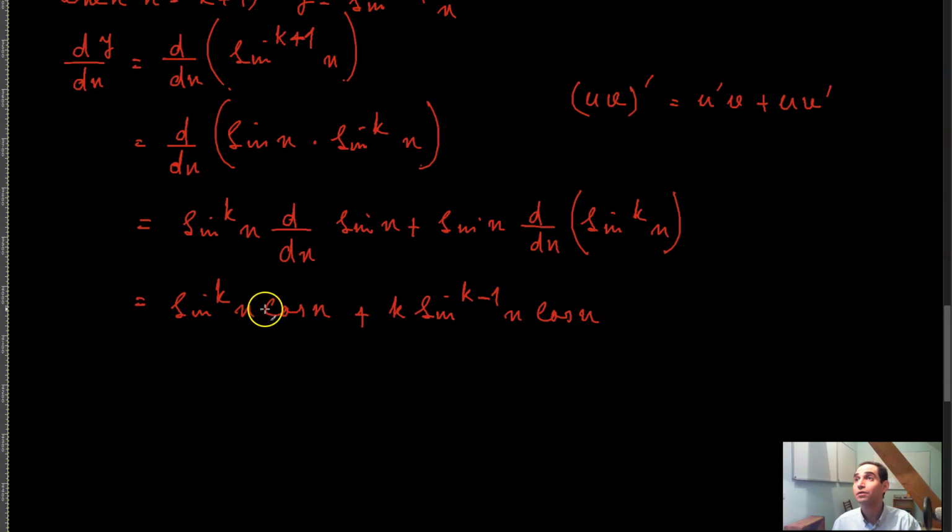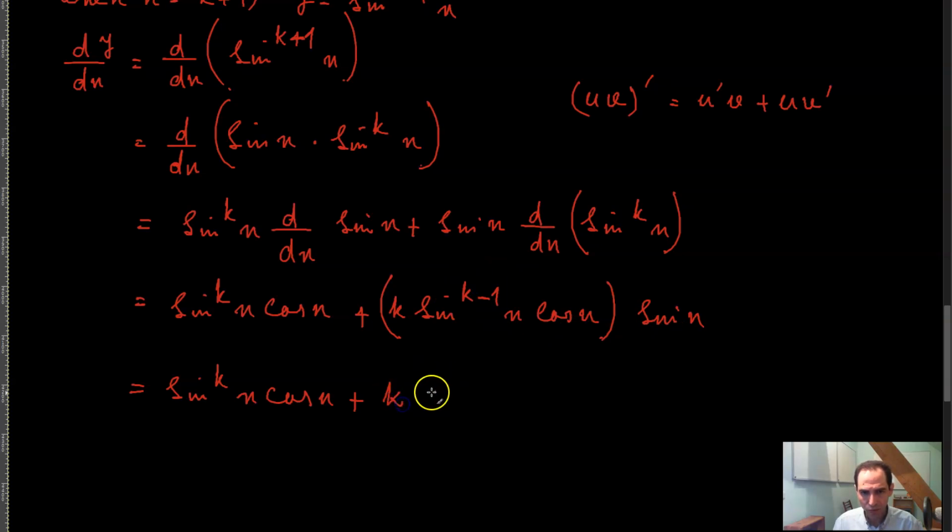So that's equal to sine raised to the power k of x times cos x plus sine x times... Oh, there is a sine x over here as well. This is only the derivative of this, and there is a sine x over here. I forgot to write that. So this is the same thing as sine raised to the power k of x times cos x plus, now sine x times sine raised to the power k minus 1 of x would be sine raised to the power k of x. So that would be k times sine raised to the power k of x times cos x.